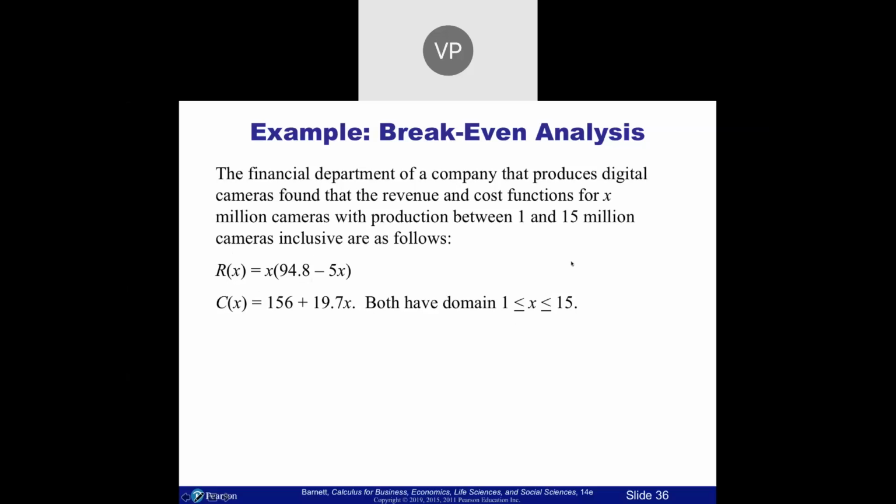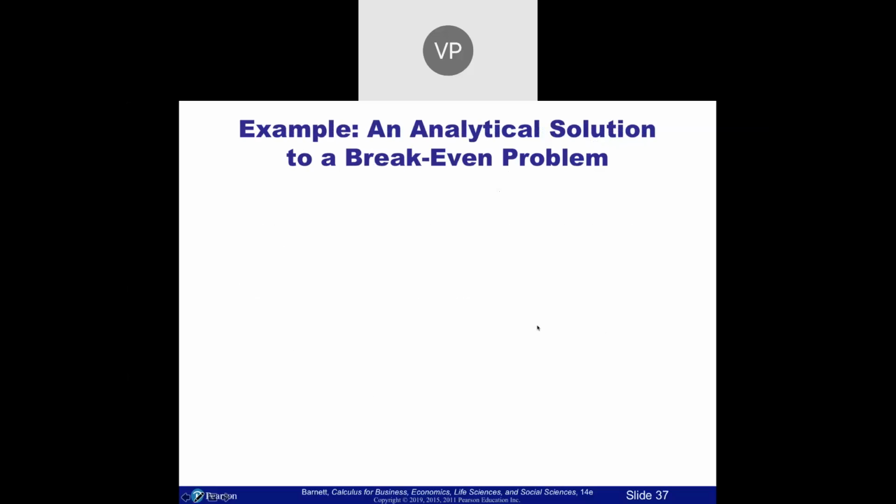Both have a domain between 1 and 15, meaning we're not going to produce less than 1 million and we're not going to produce any more than 15 million. It'll be a different model if we do that. So find the break-even points algebraically to the nearest 1,000 cameras. So remember, for the break-even, set these two functions equal to each other and solve for x. So here's the revenue and the cost set equal to each other.